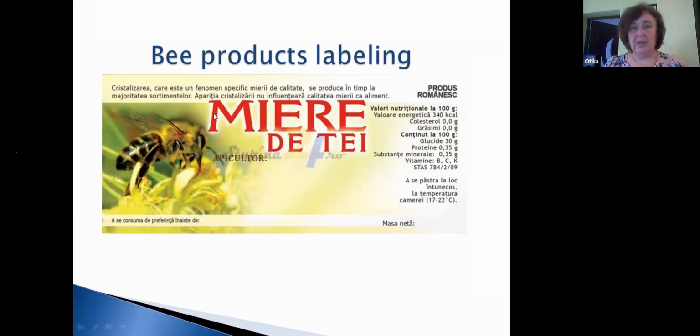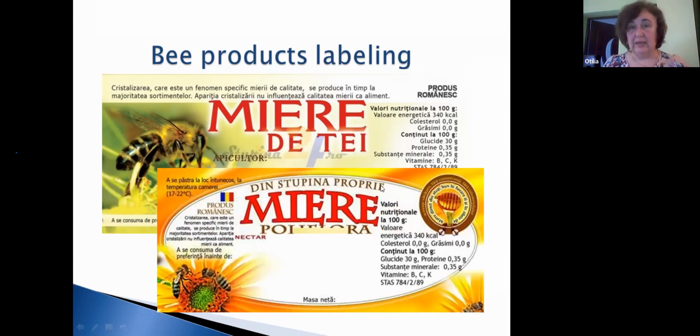There are a lot of preprinted labels which you can find on the internet. But the oddest thing is that we have here linden honey, which has 340 kilocalories and 30 grams of sugars in 100 grams of honey. Wow, that's odd. We also have a label of multifloral honey, which has, yes, 340 kilocalories and 30 grams of sugars. 30 grams of sugars with 20 of water are 50, and what is the rest of the 50?